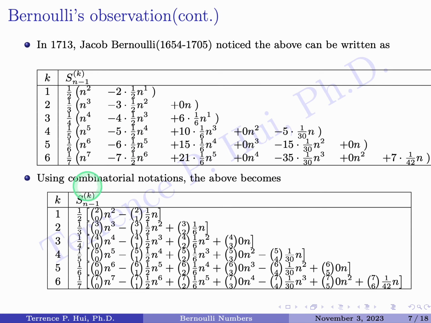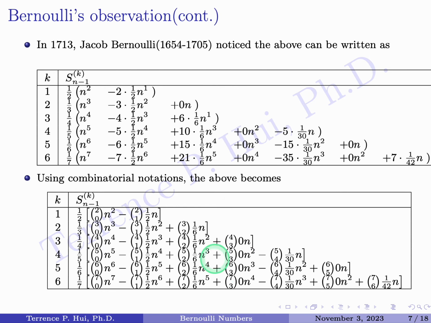So using combinatorial notation, you can rewrite this table as follows. This is 1/2, 2 choose 0, minus 2 choose 1 times 1/2 n. And then 3 choose 0, minus 3 choose 1 times 1/2 n squared, plus 3 choose 2 times 1/6 n, etc. Now, some places where you're going to get 0, you need to fill in with the same combination, except you fill it in with 0. So he already noticed something strange.